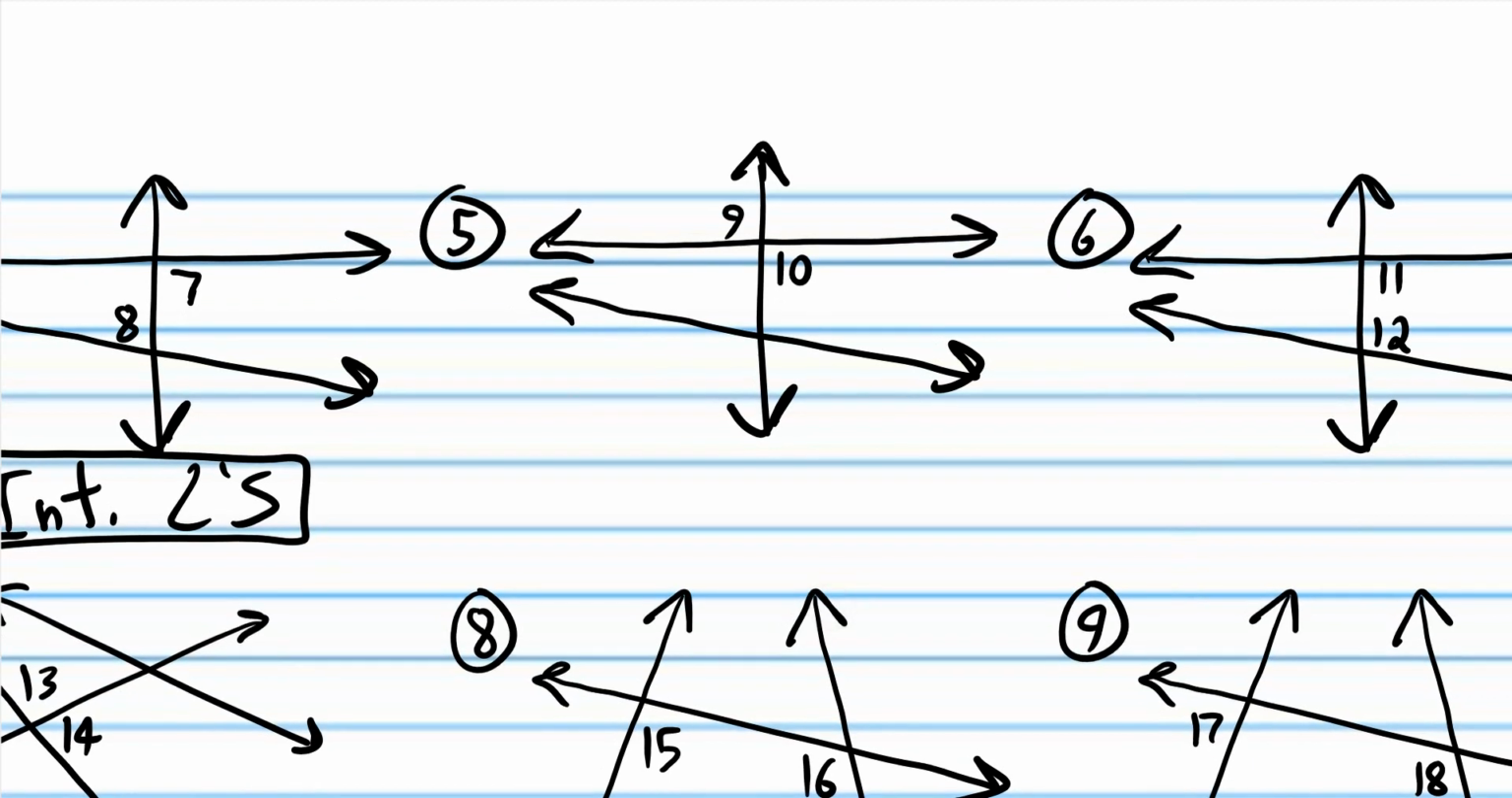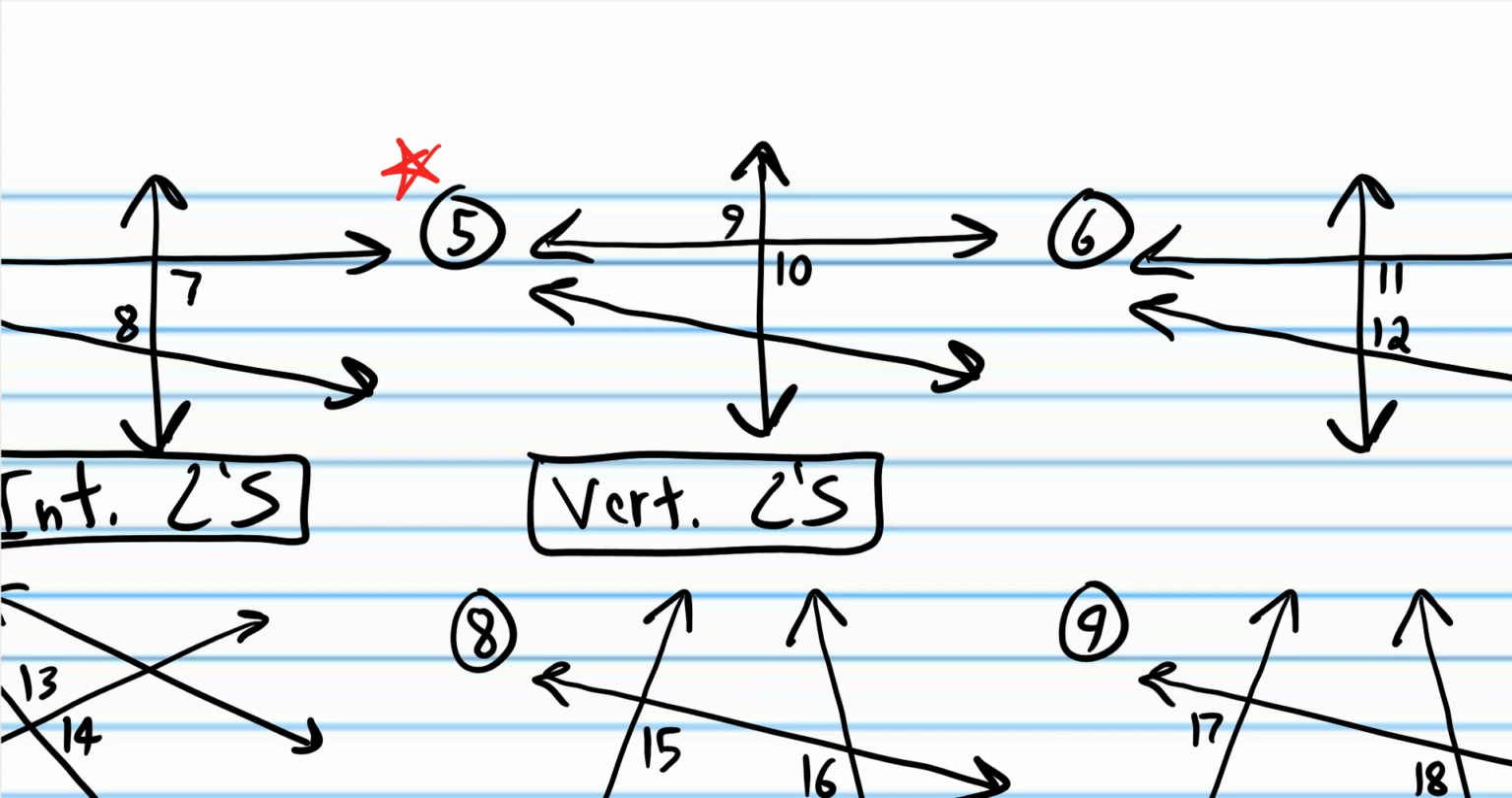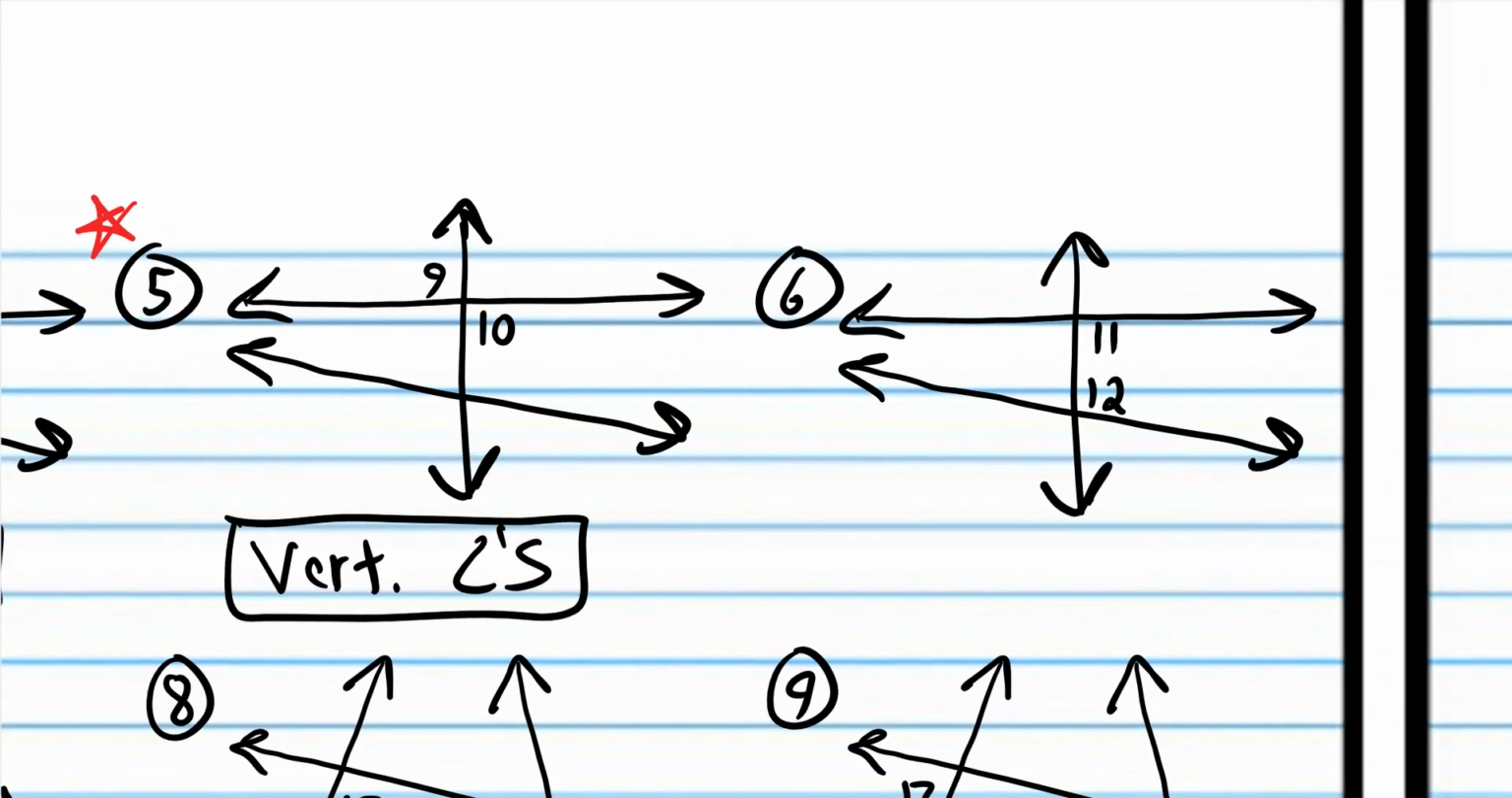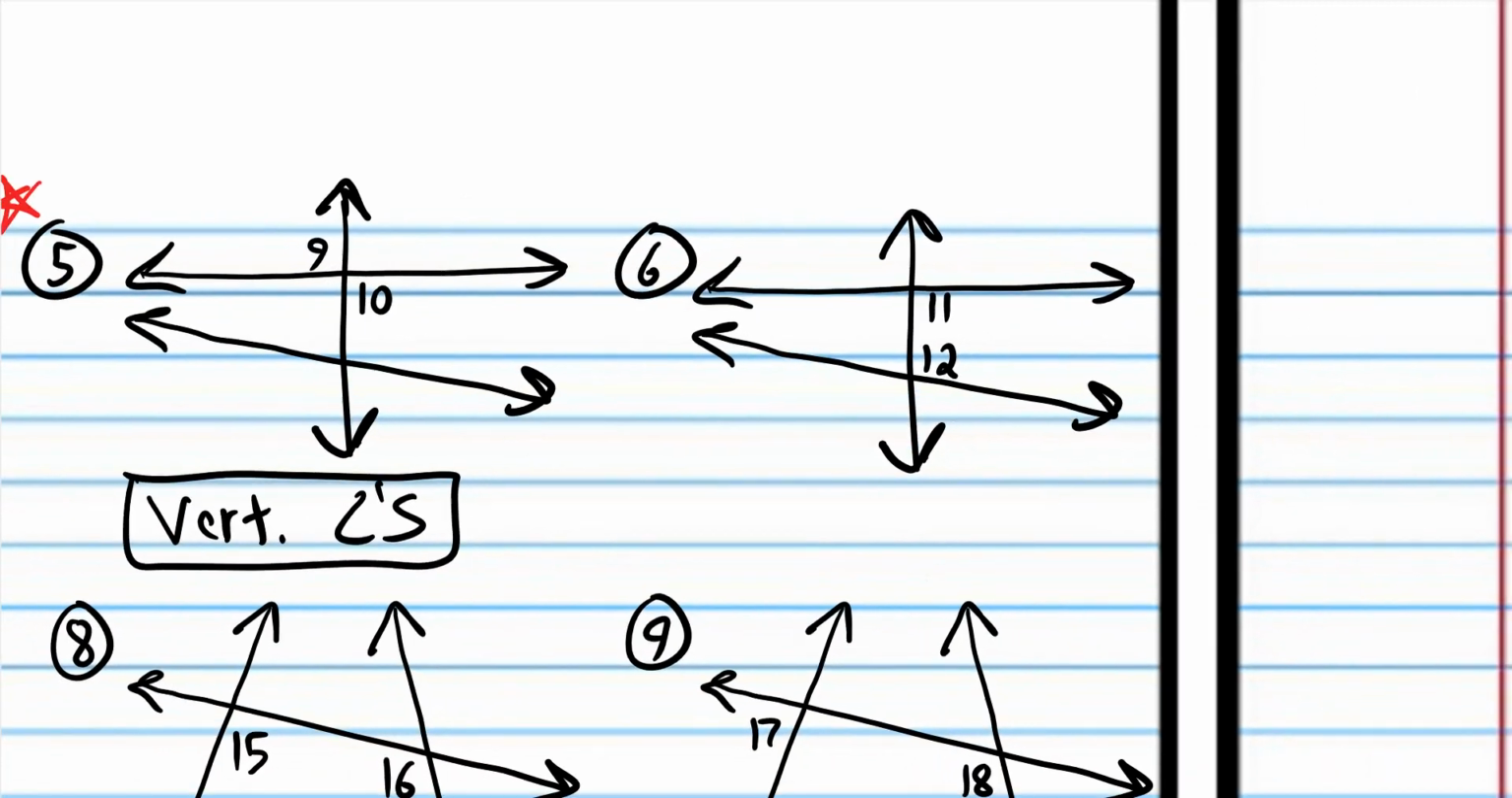Now number 5 is kind of a tricky one, because those are angles that we already learned previously. Those are just vertical angles. We didn't have to learn anything new for that one, because you have two lines intersecting, and angles opposite each other are congruent. Well, we don't really care if they're congruent at this point, but we just know they're called vertical angles.